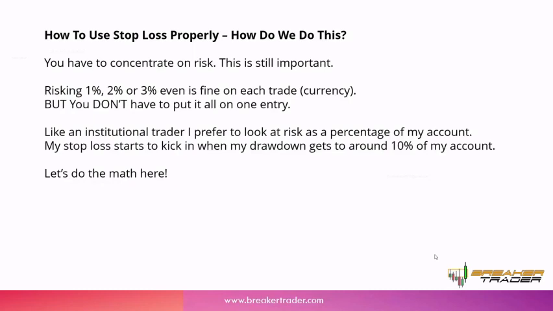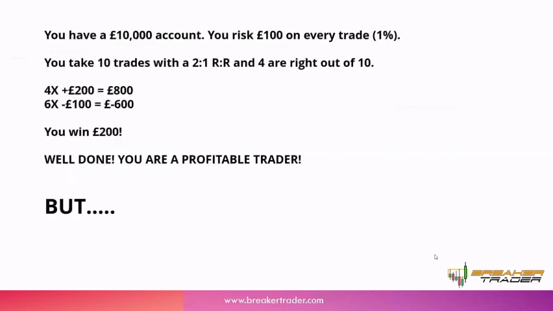Let's do some maths. Right. You have got a £10,000 account. Right. You risk £100 on every trade. 1%. Right. That's what we're taught. You risk 1% on a trade. Okay. If it goes against you, you've only lost 1% of your account. Brilliant. I've only lost 1% of my account. Happens 5 times, I've only lost 5% of my account. Exactly, right?